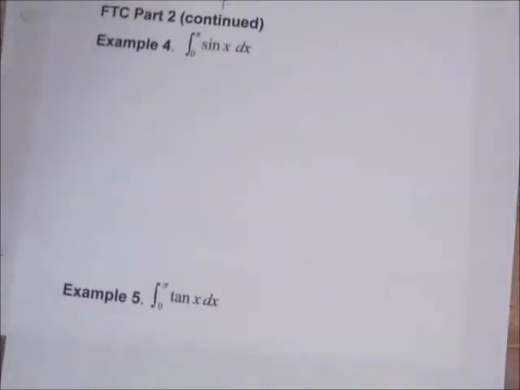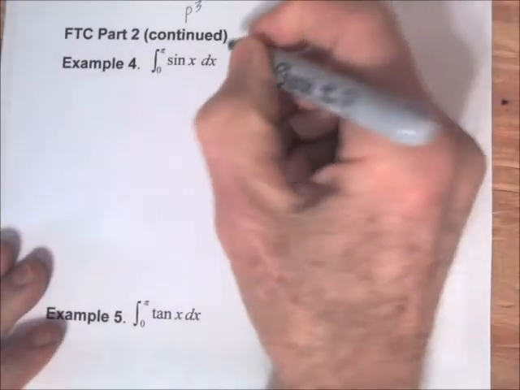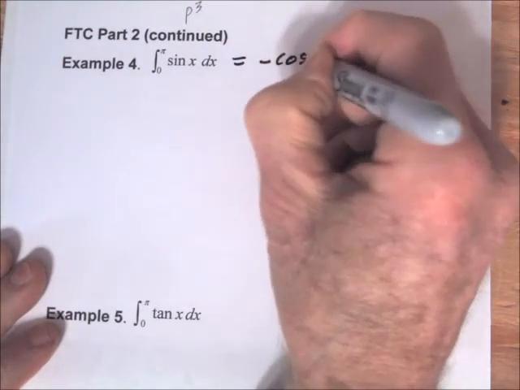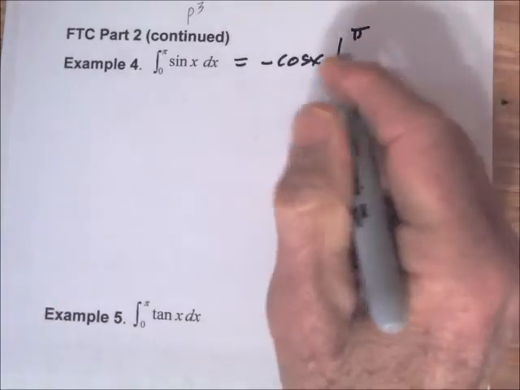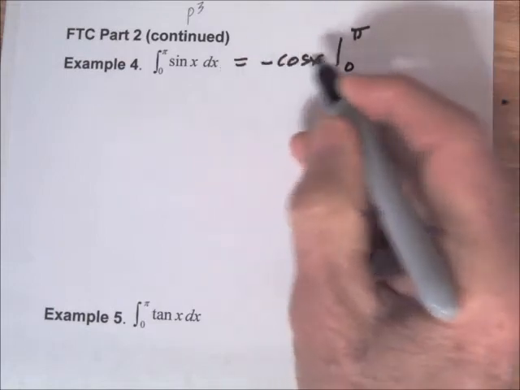Okay, a couple more examples. The integral from 0 to pi of sine x. Remember that the derivative of minus the cosine is going to be the sine. So it's going to be minus the cosine of x from 0 to pi. So we're reversing the process of taking the derivative. So you can check the derivative of minus cosine is equal to sine.